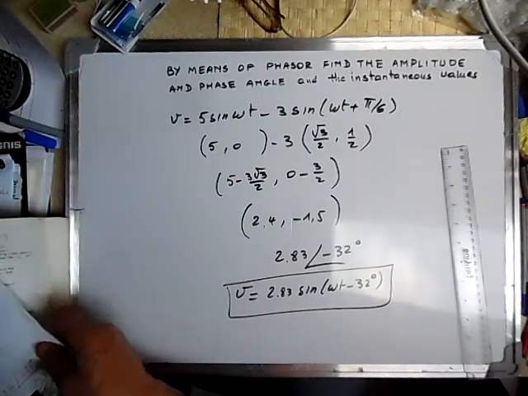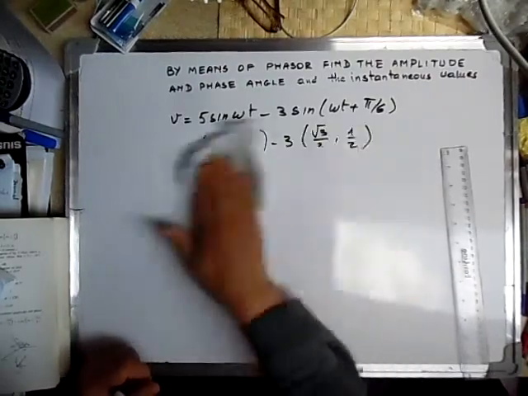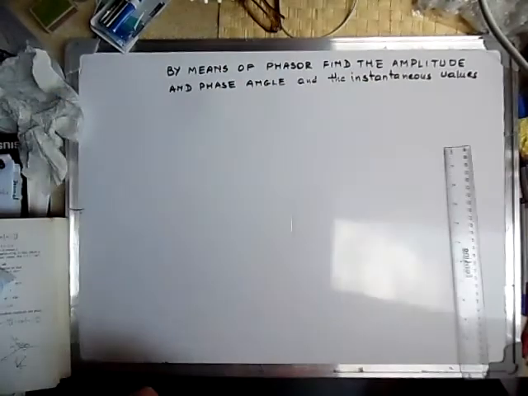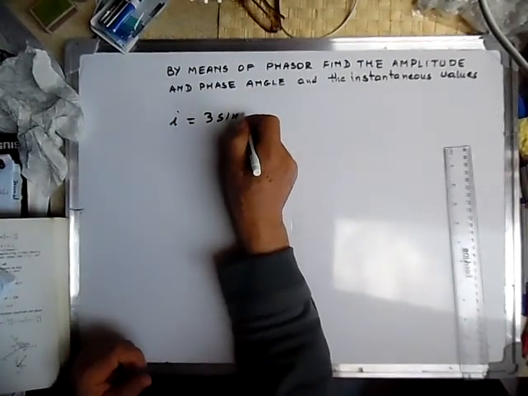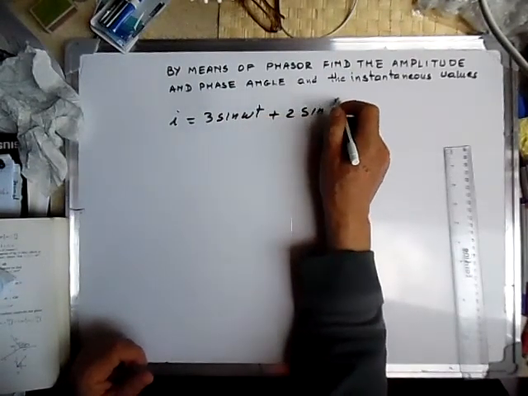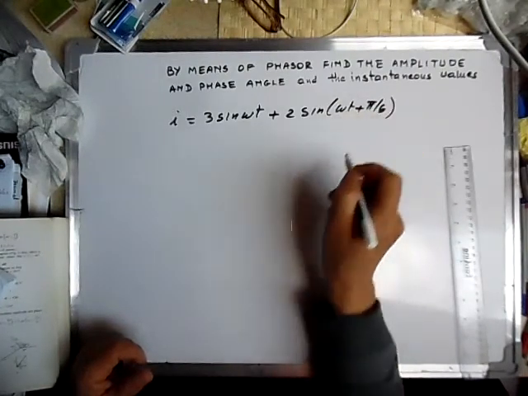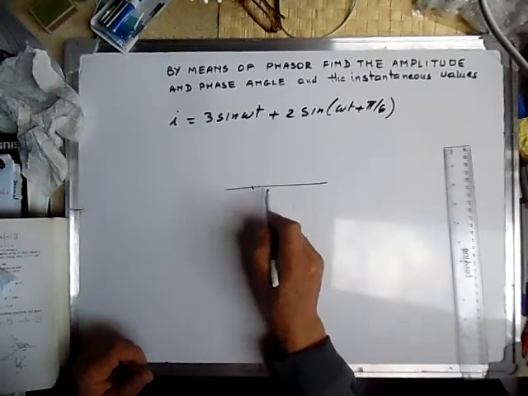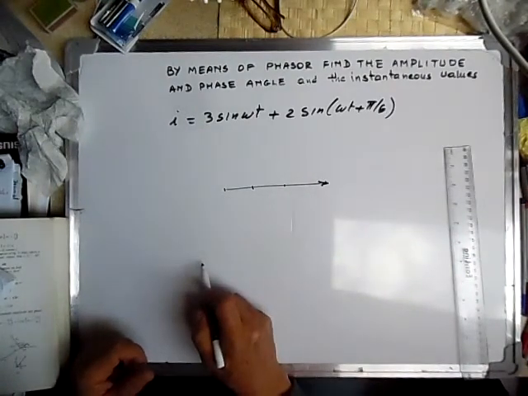We can take a second one, a third example, but I prefer, okay, let's take a third example: 3 sine omega t plus 2 sine(omega t plus pi over 6). So we have 3 here, 1, 2, 3. Graphically, let's see how it looks.